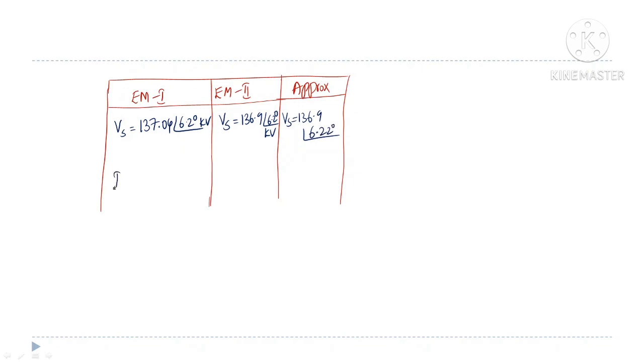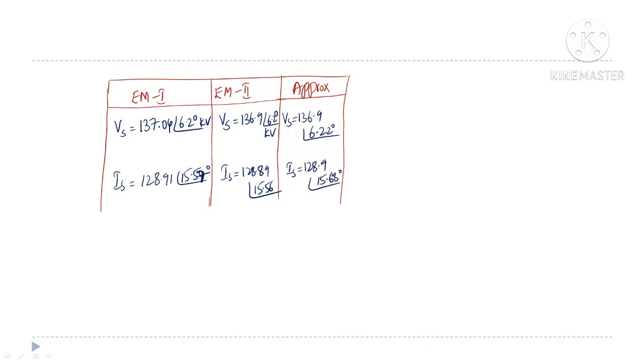Similarly, what is Is? Is we got it as 128.91 at an angle 15.57 degrees. And here Is we got it as 128.89 at an angle 15.56 degrees, and here we got Is as 128.9 at an angle 15.63 degrees.